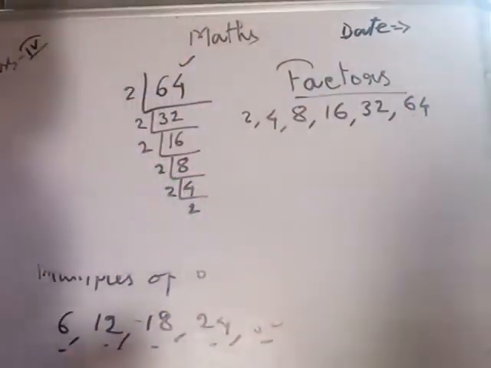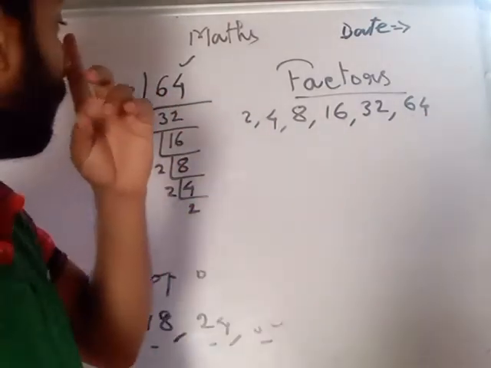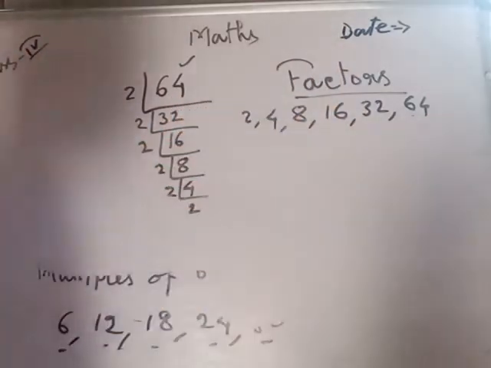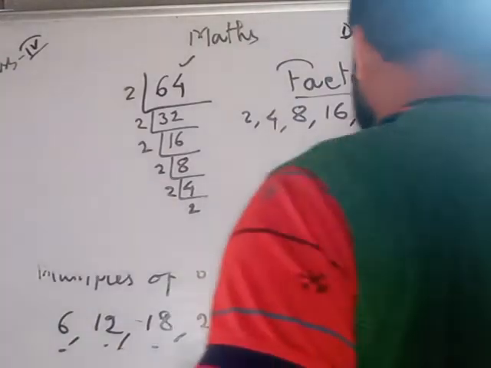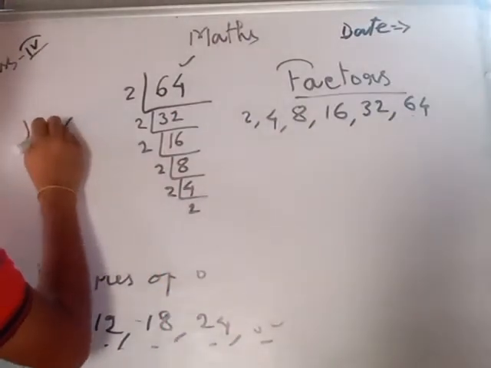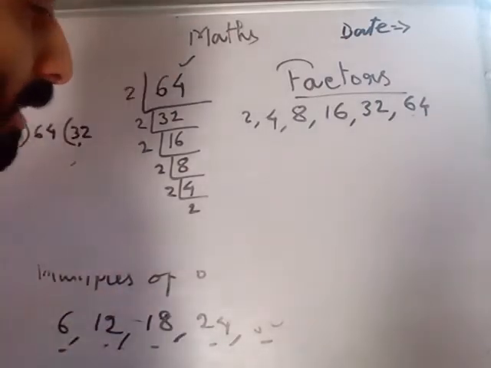That means you can divide 64 by any number from the factors. Factor means we can divide 64 by these numbers. Write the factors of the following numbers using the multiplication process. Using multiplication, we should find out the factors. By the division method also, 64 by 32. After that we should divide again and again.